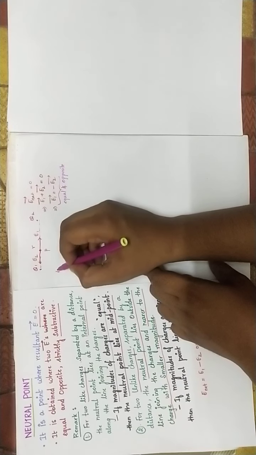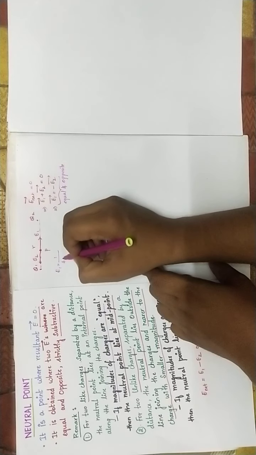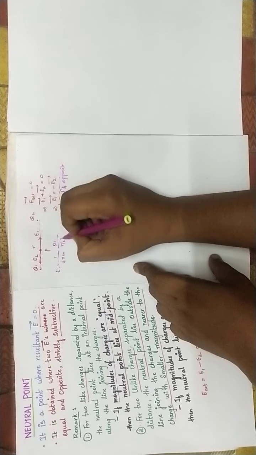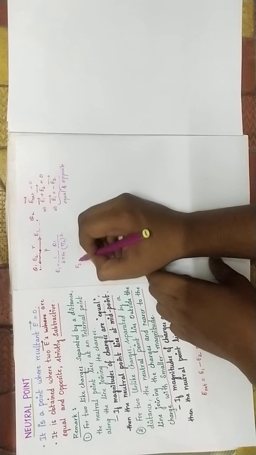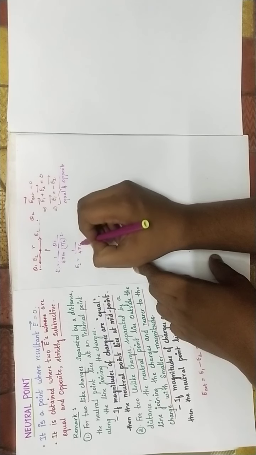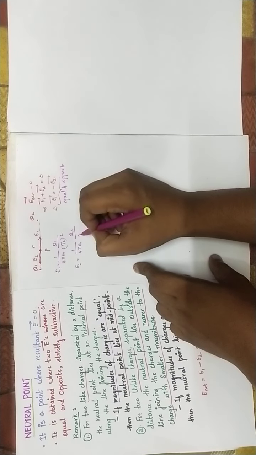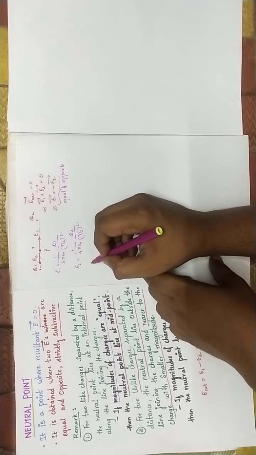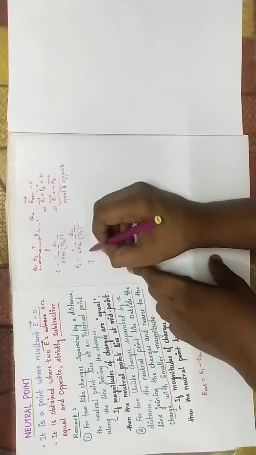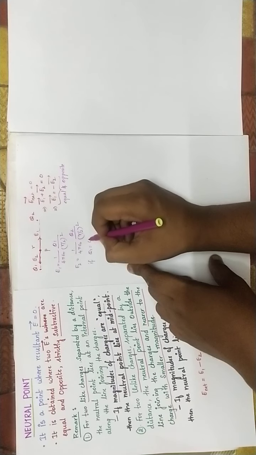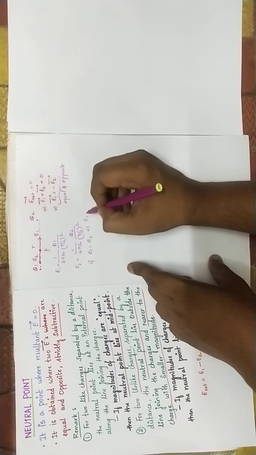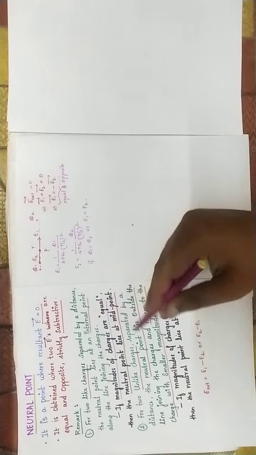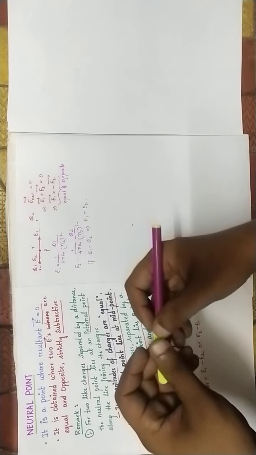If magnitudes of charges are equal, then the neutral point lies at the midpoint, because we know that E1 can be written as 1 by 4 pi epsilon naught Q1 by (R by 2) whole square, and E2 can be written as 1 by 4 pi epsilon naught Q2 by (R by 2) whole square. And these two will be equal if and only if Q1 equals Q2, then it implies E1 is equal to E2. Therefore the point will lie at the midpoint. Is that clear to you guys?